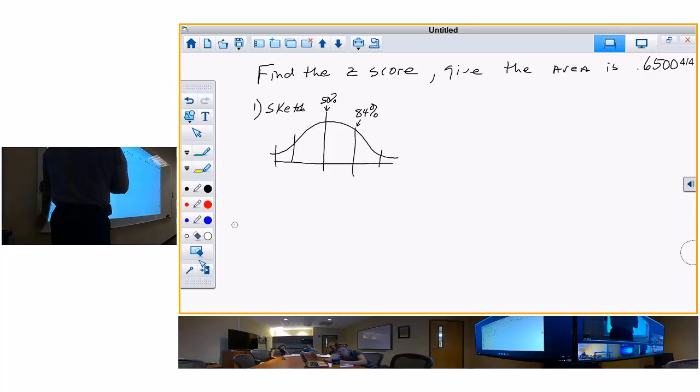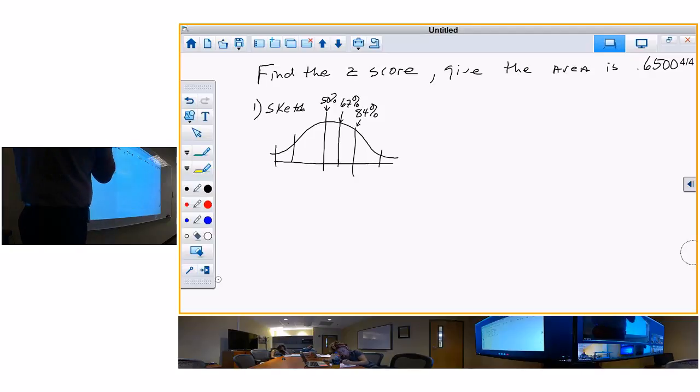All right, so let's think. What's the difference between 50 and 84? Well, 34. What's half of 34? 17, right? So what's 17 plus 50? 67, Hubert. That's right, class. So 67 is right there. What do we need? 65. Well, let's just drop it down.